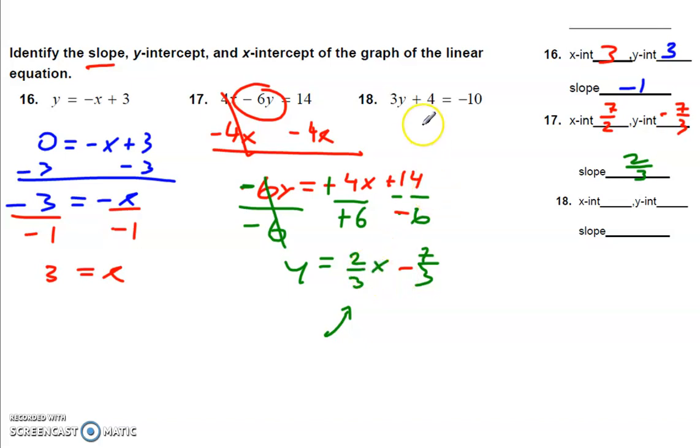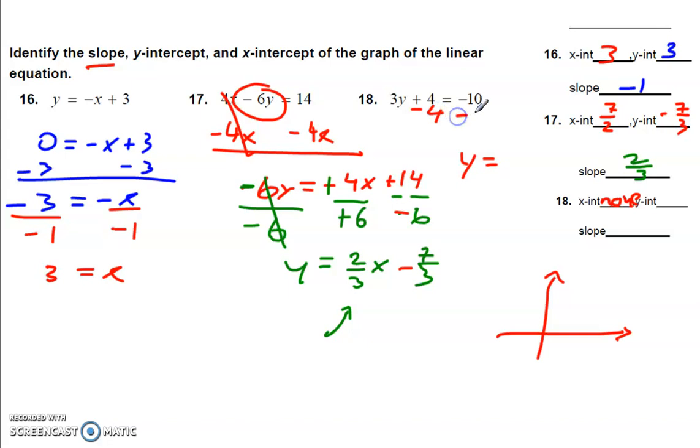Slope is 2/3. And this last one, if we want to find them, we know that this is going to be y equals something and there is no x. That's a horizontal line. Okay, and a horizontal line does not have an x-intercept. So there is none for the x-intercept.